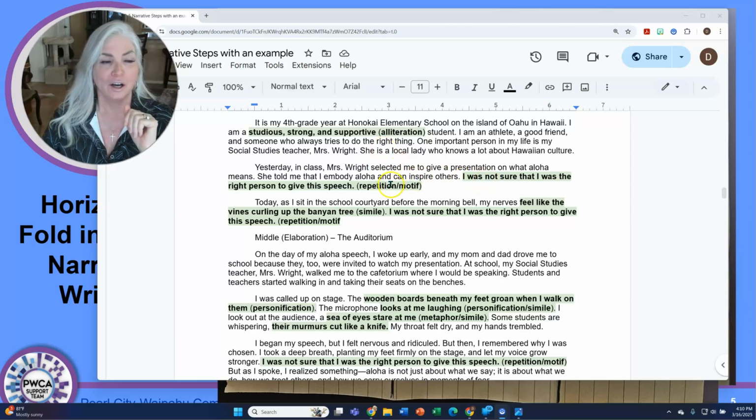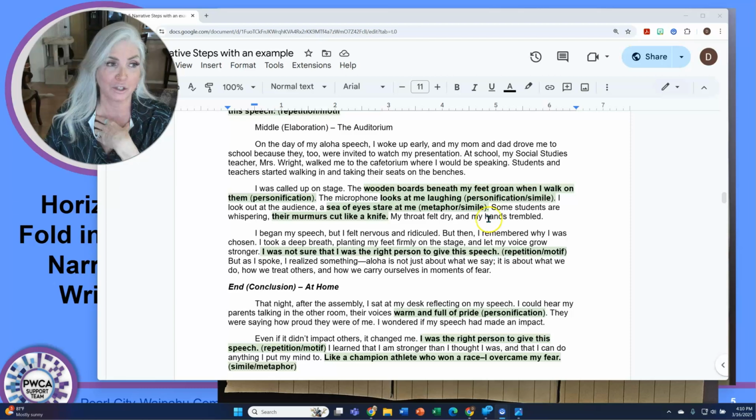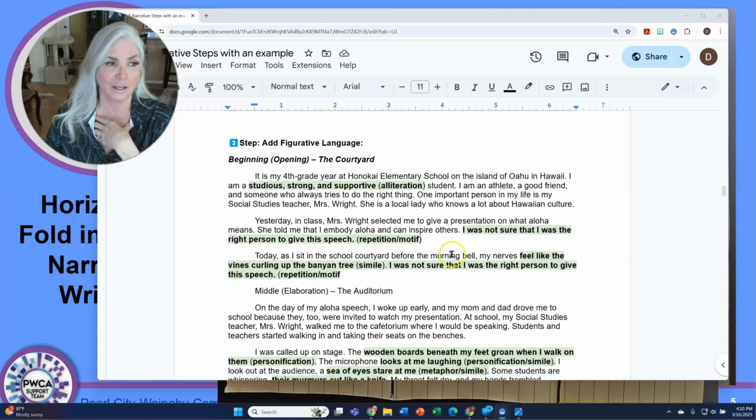We're going to add another repetition where we're going to say, I was not sure that I was the right person to give the speech. So it's a little doubt that we're going to repeat that again. I was not sure that I was the right person to give the speech. And we're going to have a simile here where my nerves feel like vines curling up the banyan tree. I was not sure I was the right person to give the speech. So that's all while you're sitting there in the courtyard.